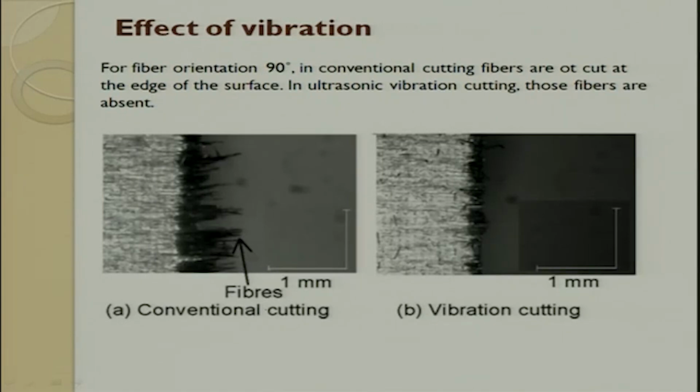When you see that at 90 degrees, there are a lot of fibers getting pulled out, and these fibers are also not cut properly, whereas with vibratory assistance there is proper cutting and no fiber pullout. If there is a fiber pullout after doing an operation, it is very difficult for you to trim the fiber and get the required output.